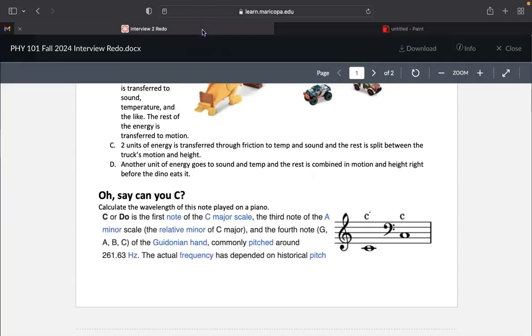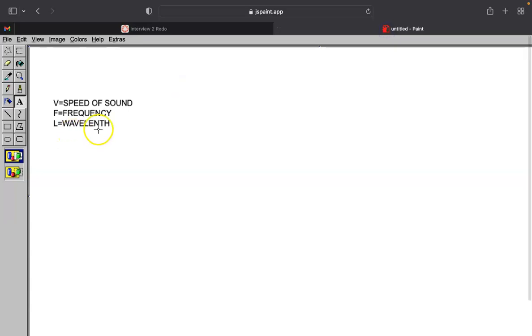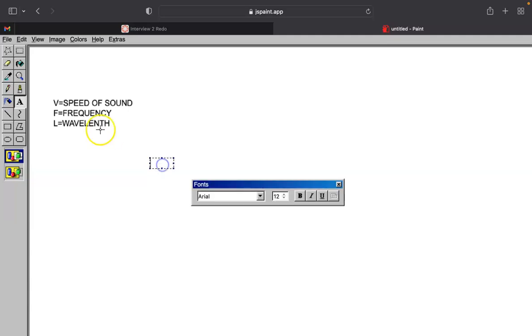So now we are going to do this little portion right here where we calculate the wavelength of the note. Based on what I've studied, V equals F times L. So this means that if V equals F times L, and we know that the speed of sound is on average 330, I guess I'll type it. 330 meters per second.